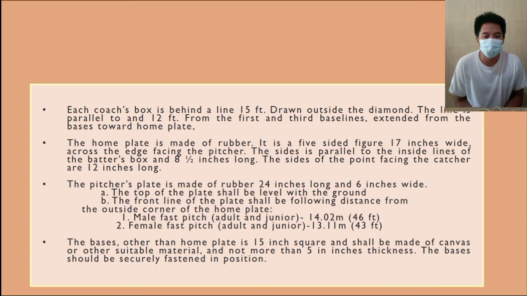It is a 5-sided figure 17 inches wide across the edge facing the pitcher. The sides are parallel to the inside lines of the batter's box and 18.5 inches long. The sides of the point facing the catcher area are 12 inches long.